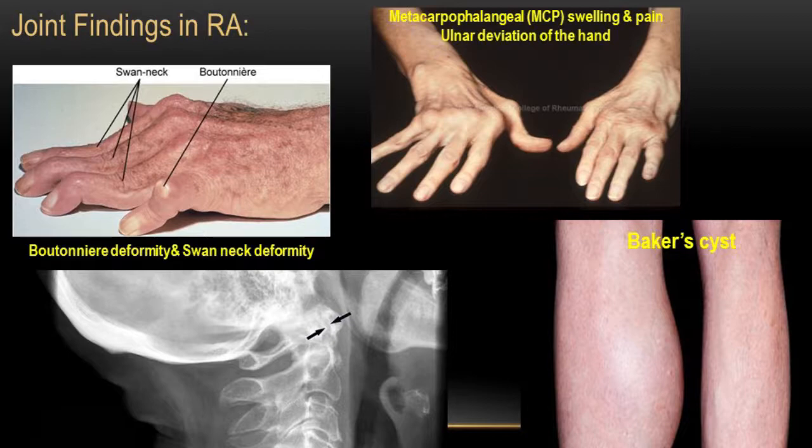Baker cyst is an inflamed, enlarged popliteal synovial membrane. So the synovial membrane in the popliteal fossa in the knee joint can get inflamed and enlarged. This is Baker cyst that is very painful, and it needs to be surgically removed.